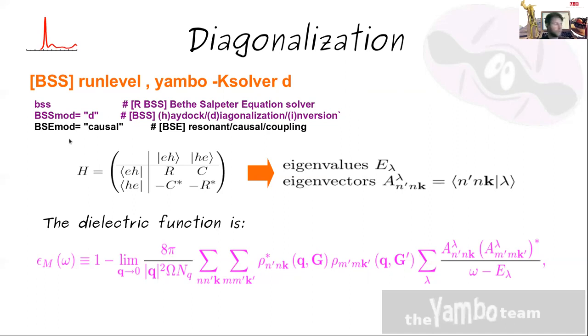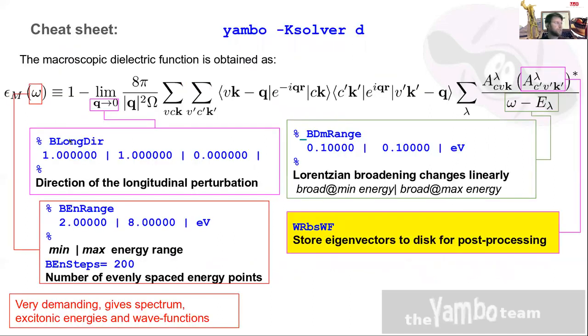And again, you can have a look at the cheat sheet for the details. It contains the information I was discussing before. In particular, you see how a particular element of the dielectric tensor is selected, with the q going to 0 limit.